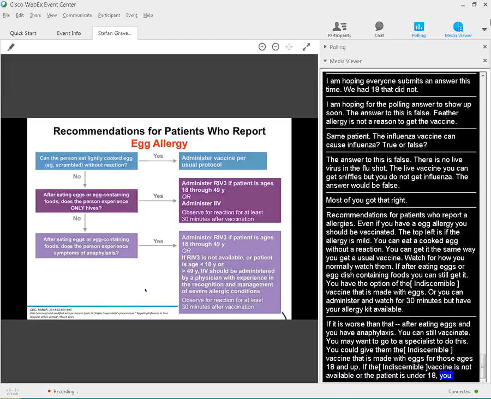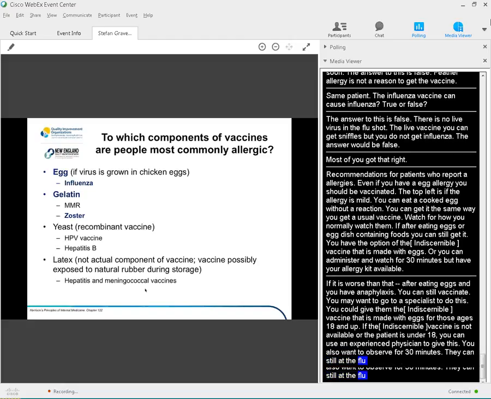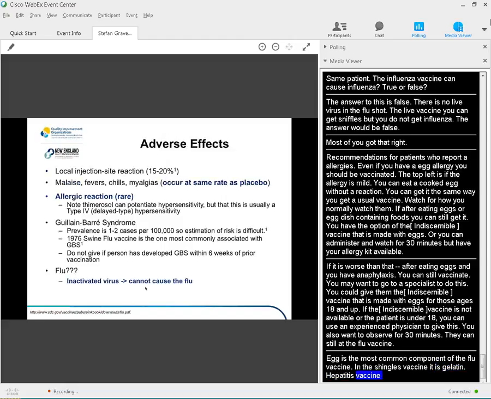So to which components of vaccines are people most commonly allergic? Egg is the most common component for flu vaccine, and we now have the recombinant vaccine that is without egg. In the shingles vaccine, it's gelatin, and in hepatitis vaccine, it's yeast, and hepatitis and meningococcal vaccines have latex in them. So those are the things that you need to know about vaccines.